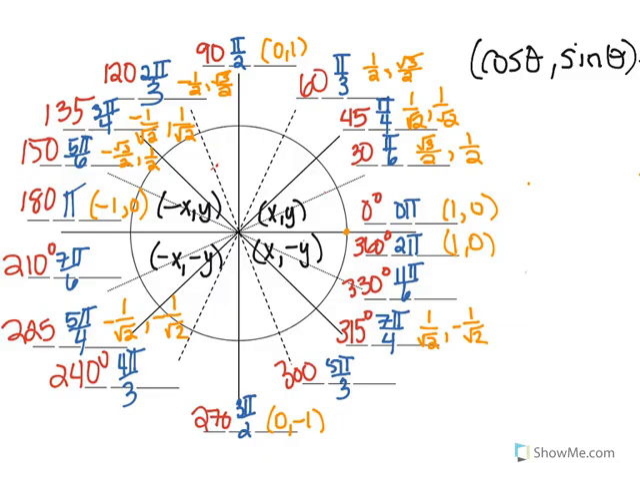So what you should have gotten is, for the next one, negative root 3 over 2 and negative 1/2. Then we would have negative 1/2 and negative root 3 over 2. Then we would have positive 1/2 and negative root 3 over 2, and positive root 3 over 2 and negative 1/2. So that is your completed unit circle.